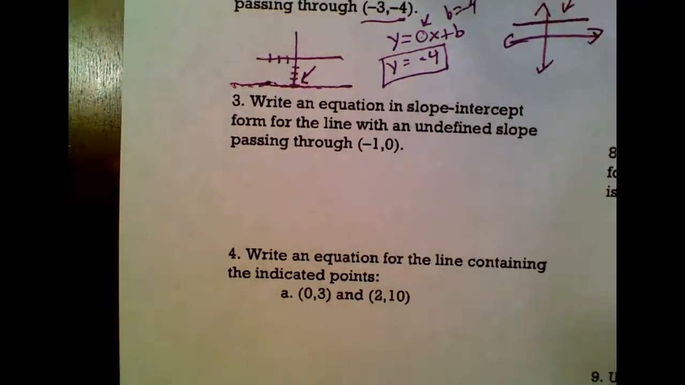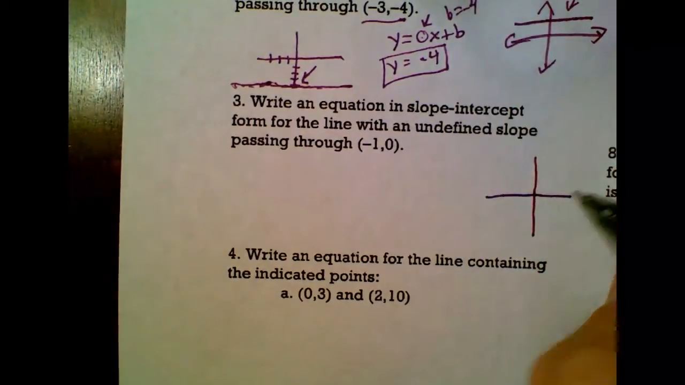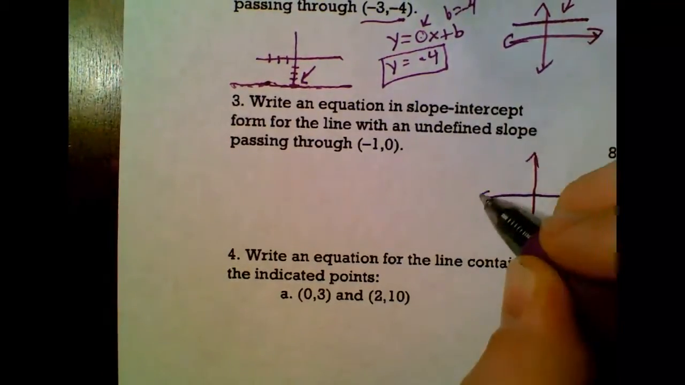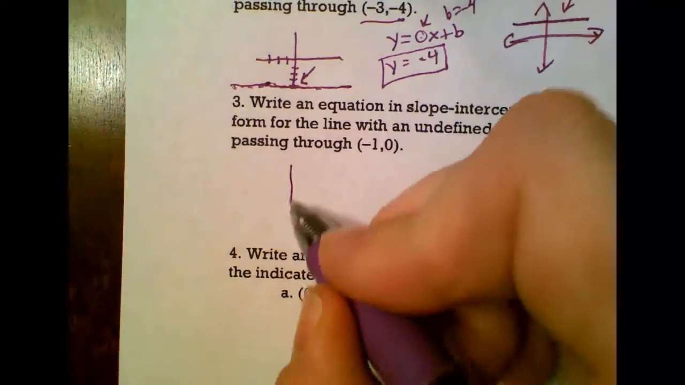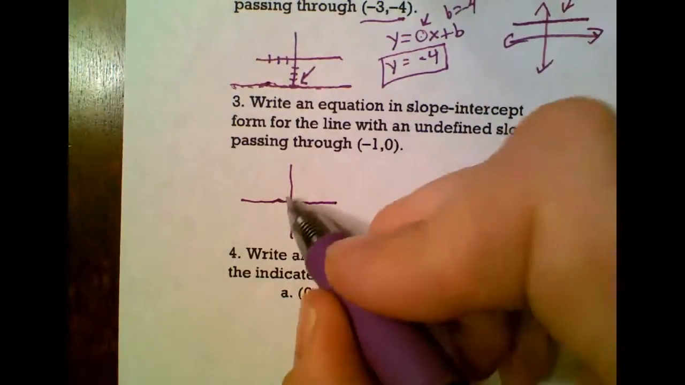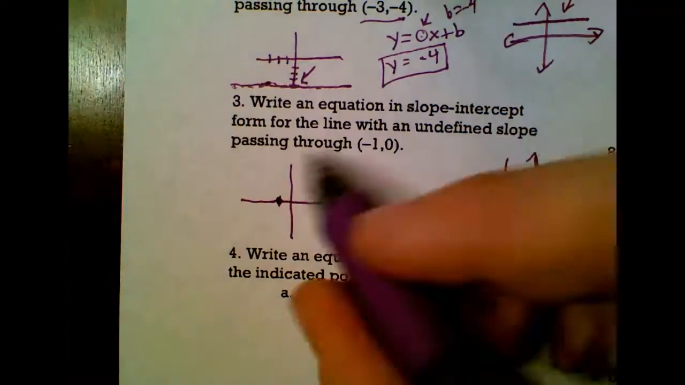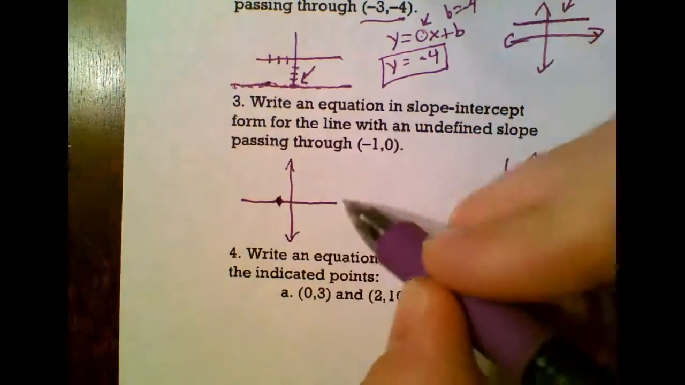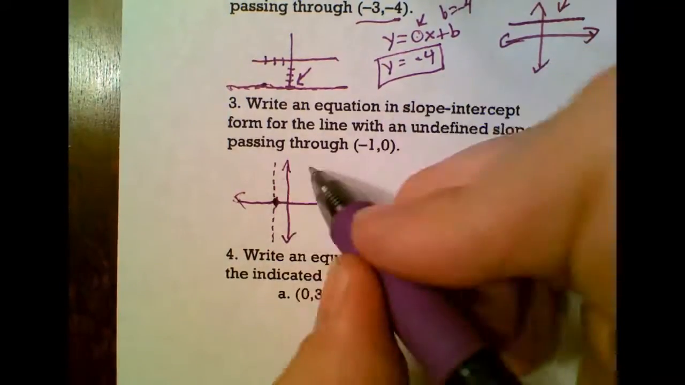Write an equation in slope-intercept form for the line with an undefined slope passing through the point negative 1, 0. Well, this is a little different. The 0 slope is different than undefined slope. If we have a coordinate plane like this, an undefined slope is actually a vertical line, so something like this. So let's do the same idea. Let's make a coordinate plane right here, and put this dot, negative 1, 0. So negative 1 and then up 0. There's our point right there. And it has an undefined slope, so we know we have a vertical line, right? There's our vertical line right there.